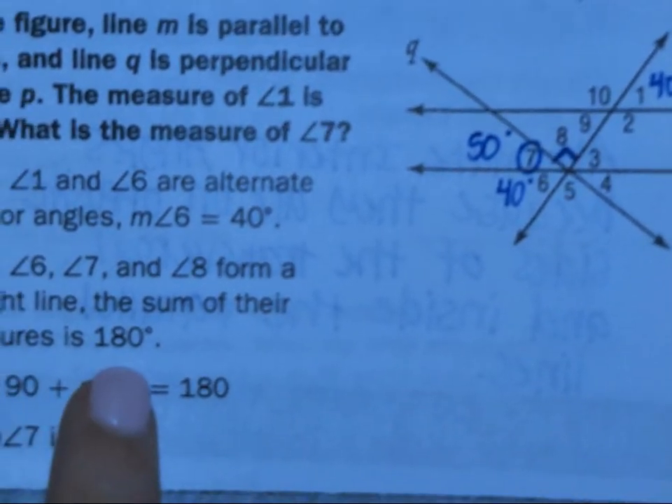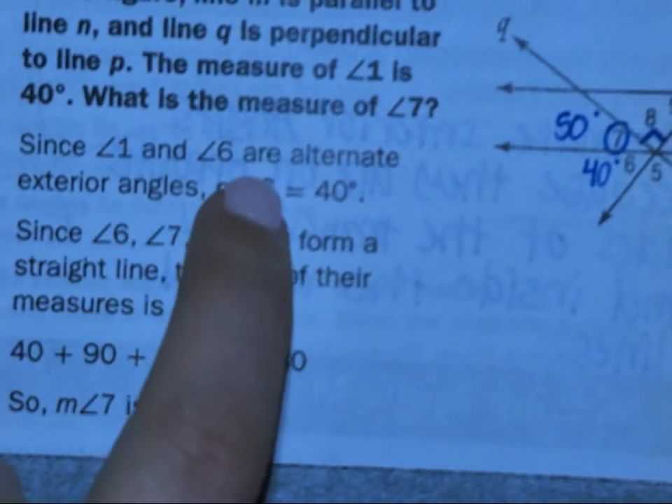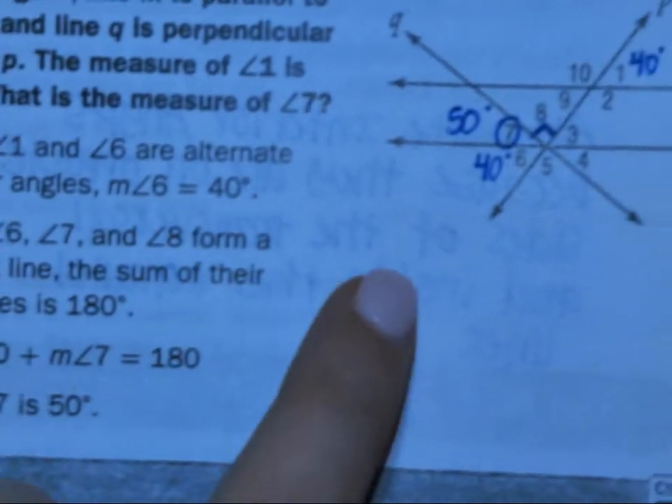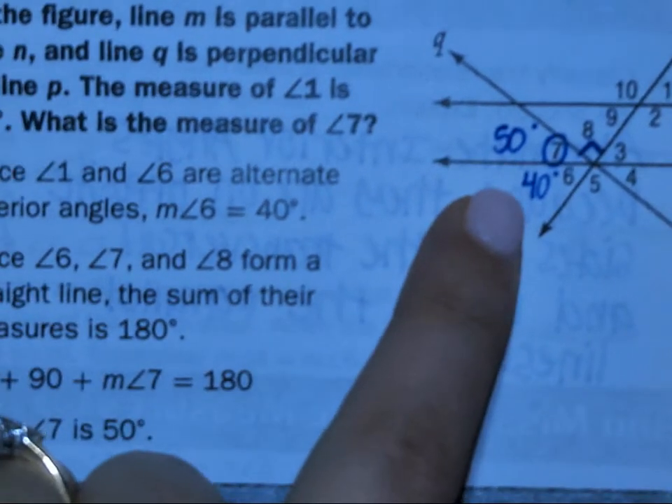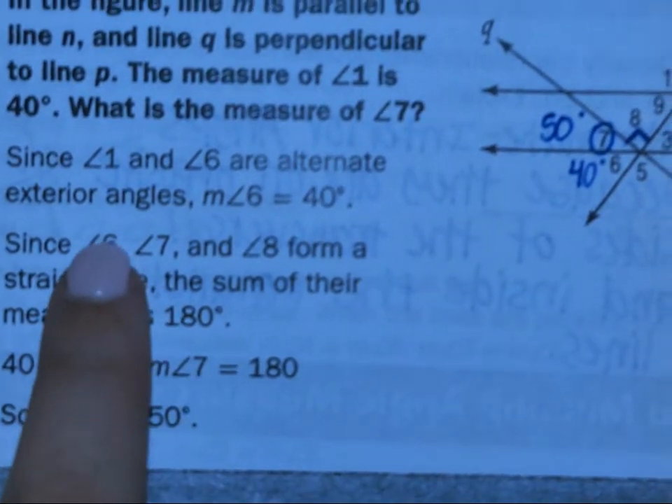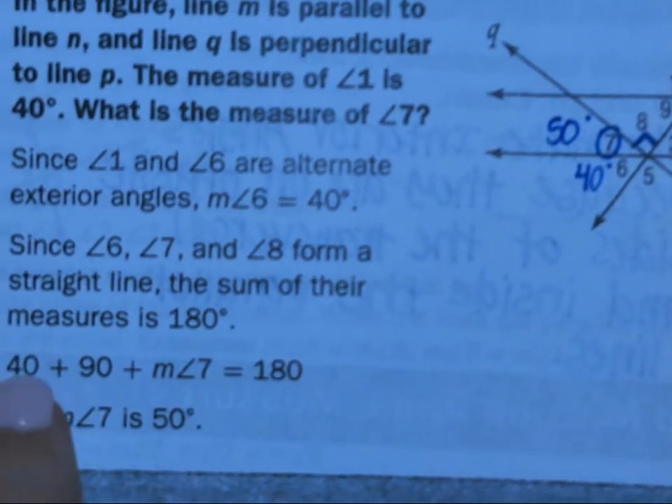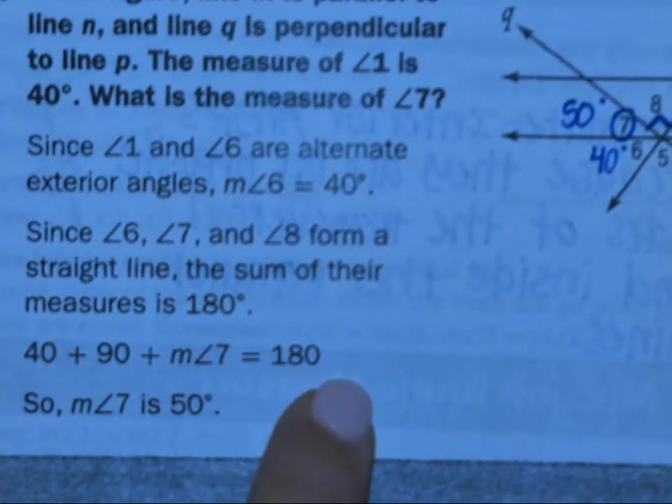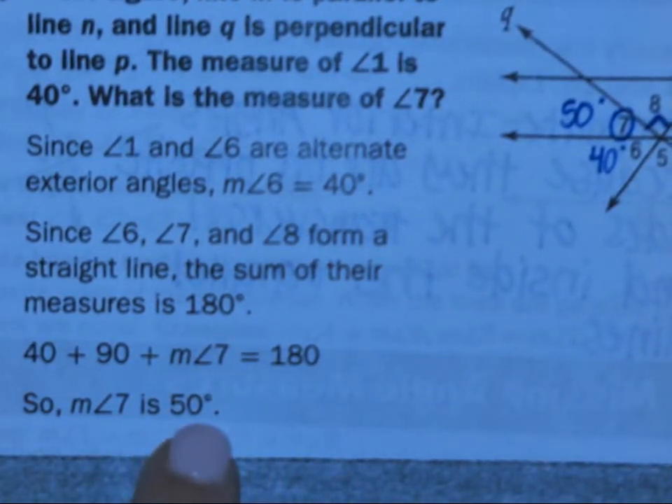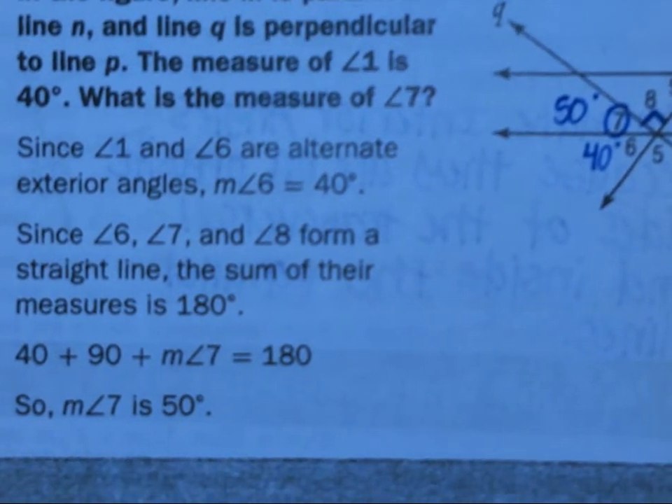Okay. So it explains that right here. 1 and 6 were alternate exterior angles, so that's how I was able to say that the measure of angle 6 was 40 degrees. And then from there, I found out that angles 6, 7, and 8 formed a straight line. So they were supplementary. So then you had 40 plus 90 plus x equals 180. So when you solve for x, you get 50. Does that make sense? That one's a little bit more difficult.